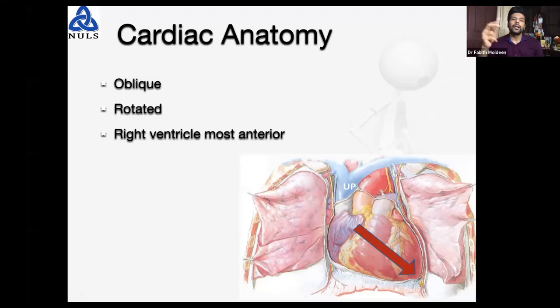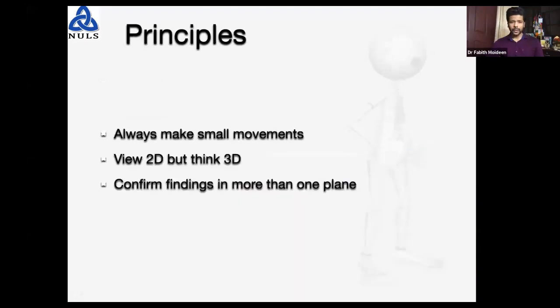All right, now you should understand that heart anatomy is oblique. It's not straight. Okay, so it's oblique. It's rotated, and right in the chest is the right ventricle. If you actually see below the chest here, it's going to be the right ventricle. All right. Always make small movements. This is what I told you. 2D and think 3D. Okay. You have to think it as 3D.